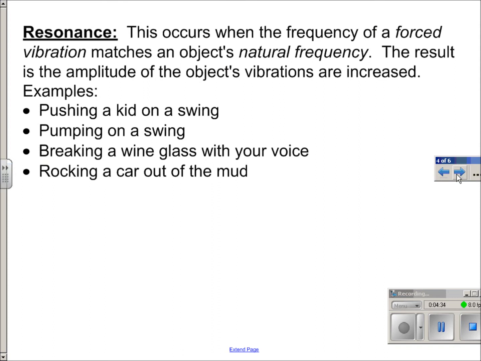Resonance occurs when the frequency of a forced vibration matches an object's natural frequency. All right, and what happens then is what's called resonance. The result is the amplitude of the object's vibrations are going to get bigger and bigger and bigger, up to a certain limit.